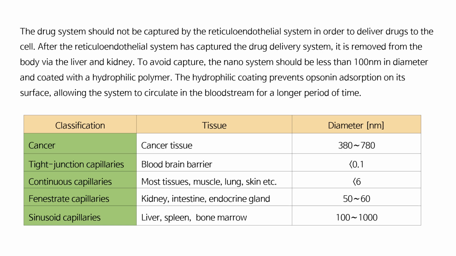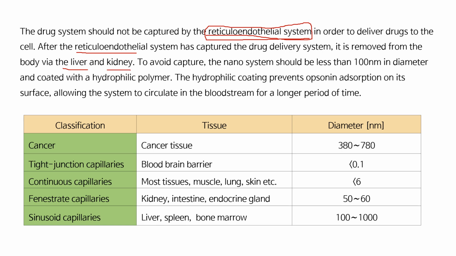The drug system should not be captured by the reticuloendothelial system, the body defense system, in order to deliver drugs to the cell. After the body defense system has captured the drug delivery system, it is removed from the body via the liver and the kidney.